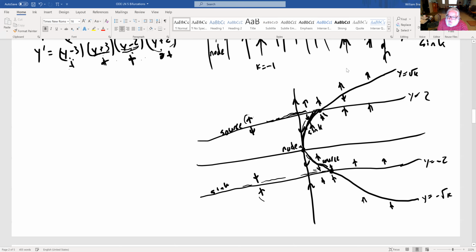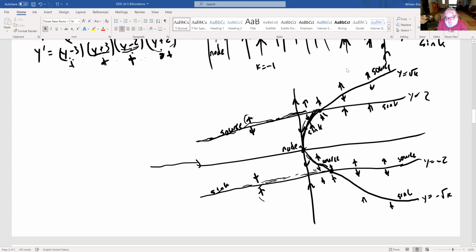And then out here, we're going down and down, down, down. That makes this one now the source, and this is a sink. So what happened is, we'll label this one, this is also a source. This is a sink. As k changes, as k increases, we go from left to right. We start out with a source and a sink, and they just live happily until k equals 0. And then a node is born there.